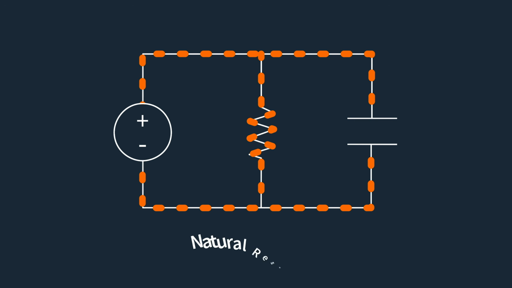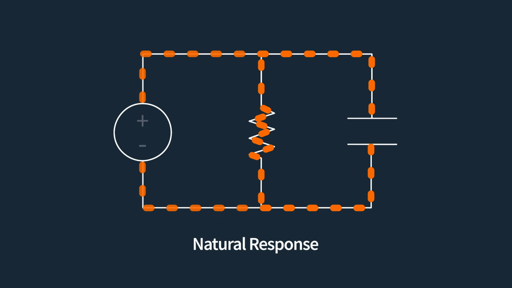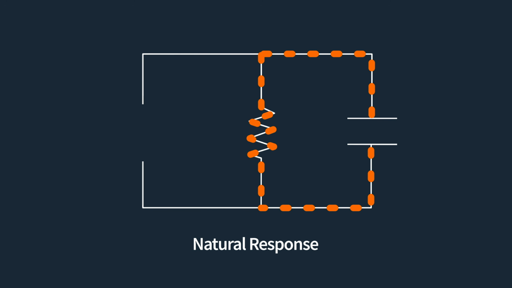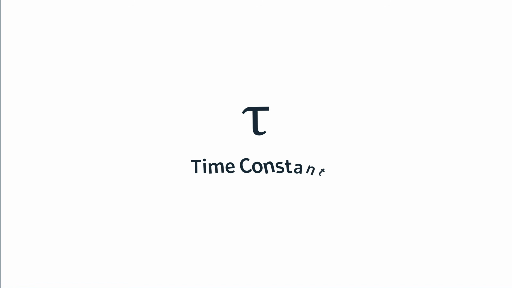So let's start with the natural response. Imagine you charge a capacitor and then disconnect the battery. The capacitor doesn't drop to 0 volts immediately. It slowly releases its stored energy through the resistance in the circuit. The speed of that decay is set by the time constant tau, which looks kind of like a weird lowercase t. But tau is very important.